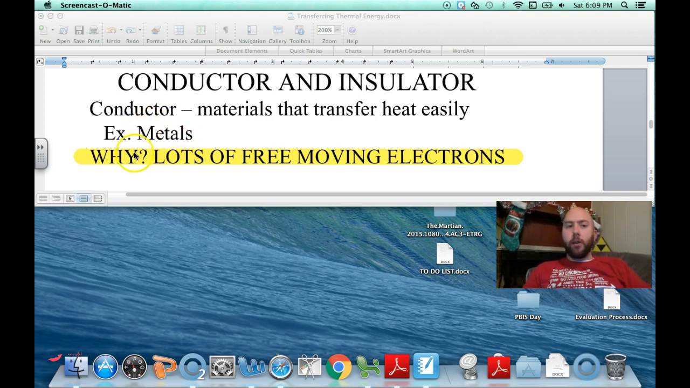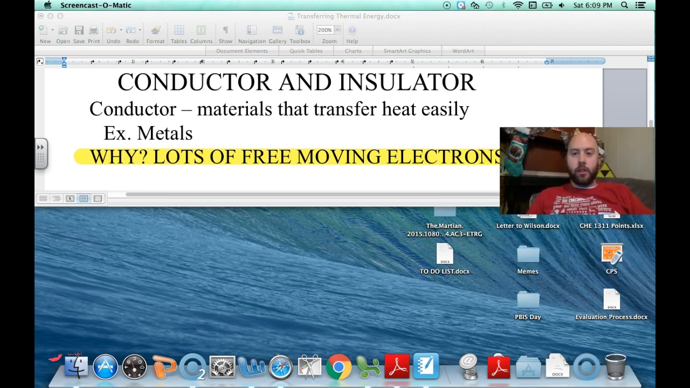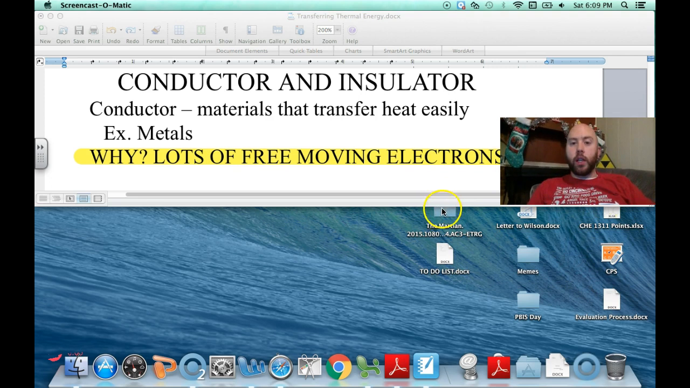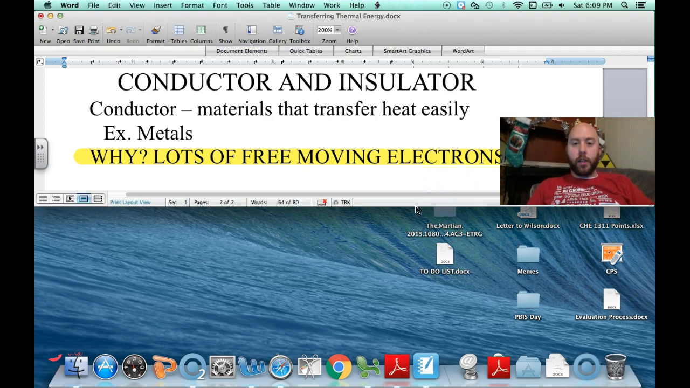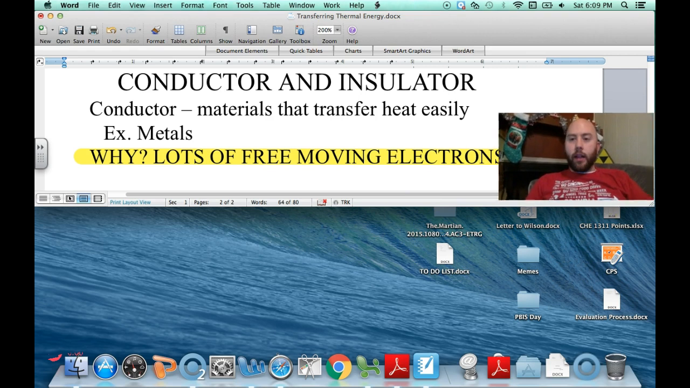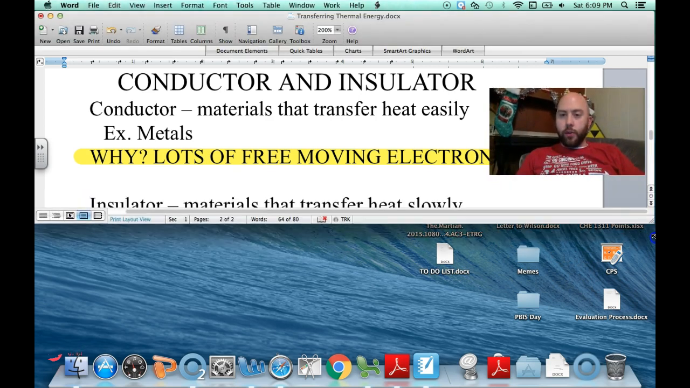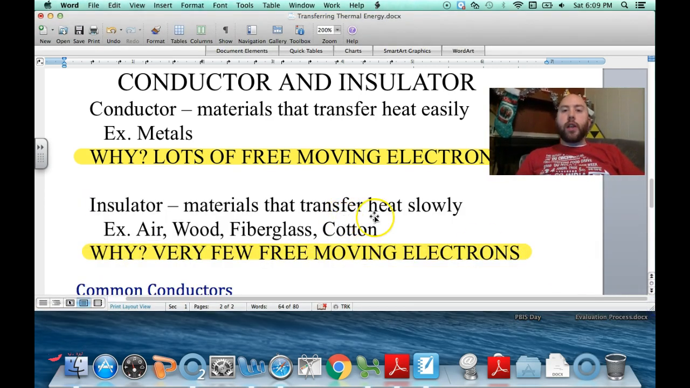Why especially metals? The reason why metals are good thermal conductors is because there are lots of free moving electrons. That's what makes things good conductors. Lots of free moving electrons. An insulator then would be materials that transfer heat very slowly. So, for example, air, wood, fiberglass, cotton, water is a very good thermal insulator. It does not transfer heat very quickly.